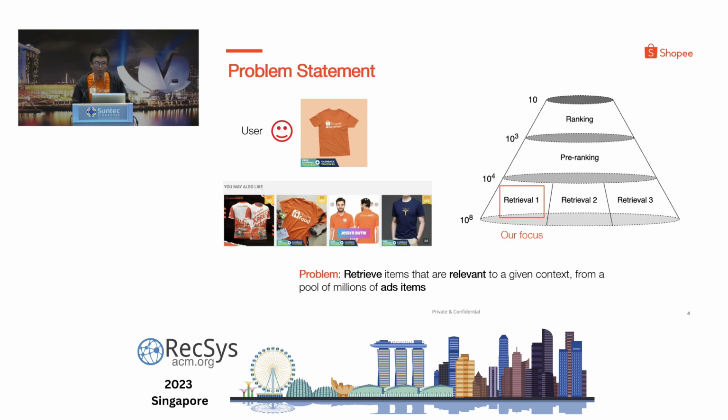Here we are trying to solve a classic recommendation problem. Given that the user is viewing an item, we will try to recommend products relevant to the viewing item. So it is item-to-item recommendation. The framework to solve a recommendation problem has several stages: retrieval, ranking, and re-ranking. Here we focus on the retrieval stage. The problem is to retrieve items that are relevant to a given context from a pool of billions of items.